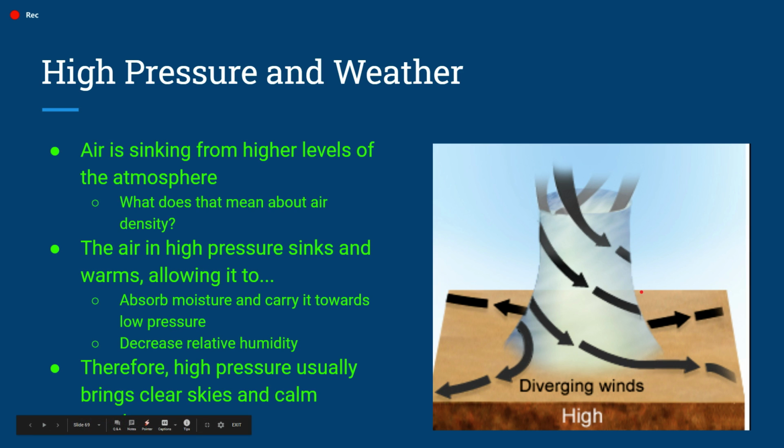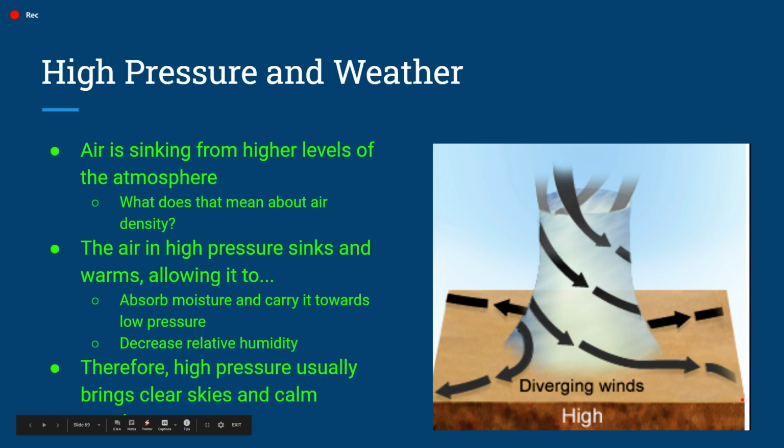The air in the high pressure sinks and warms, which allows it to absorb moisture and carry it towards low pressure. So as it sinks and it starts to get warmer, it begins to absorb a lot more moisture as it warms along the surface, which also will decrease the relative humidity as that air collects the moisture and spreads it out towards low pressure systems. So that's why you get a decrease in relative humidity along with cooler temperatures with a high pressure system typically. You may have some warm temperatures on the backside of high pressure systems, but that has to do with how high pressure and low pressure interacts, which we'll talk about in a minute.